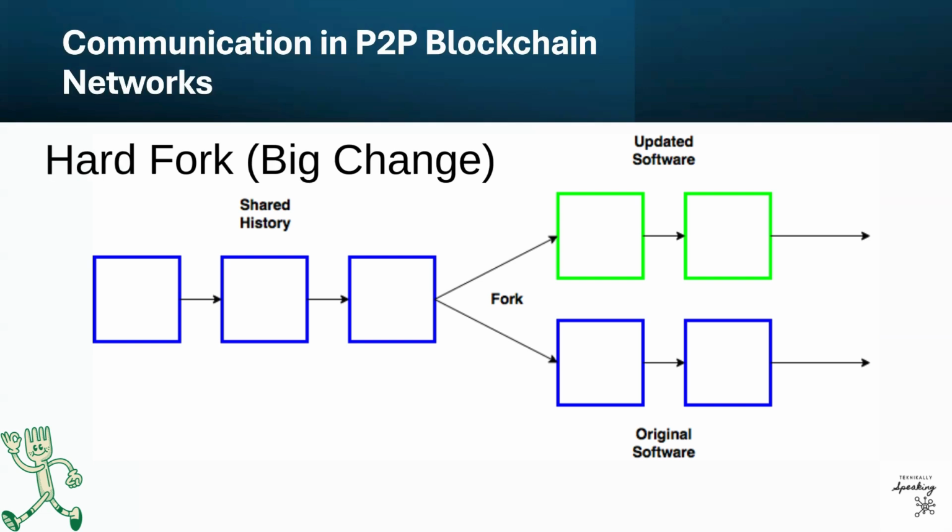Now, hard forks are big changes. So imagine splitting a class into two because of a disagreement. One group follows the old rules, the other group follows the new rules. Now the blockchain splits into two separate chains. They become independent blockchains with their own rules and tokens. An example would be Bitcoin Cash. This was created from Bitcoin because people disagreed about the size of blocks.